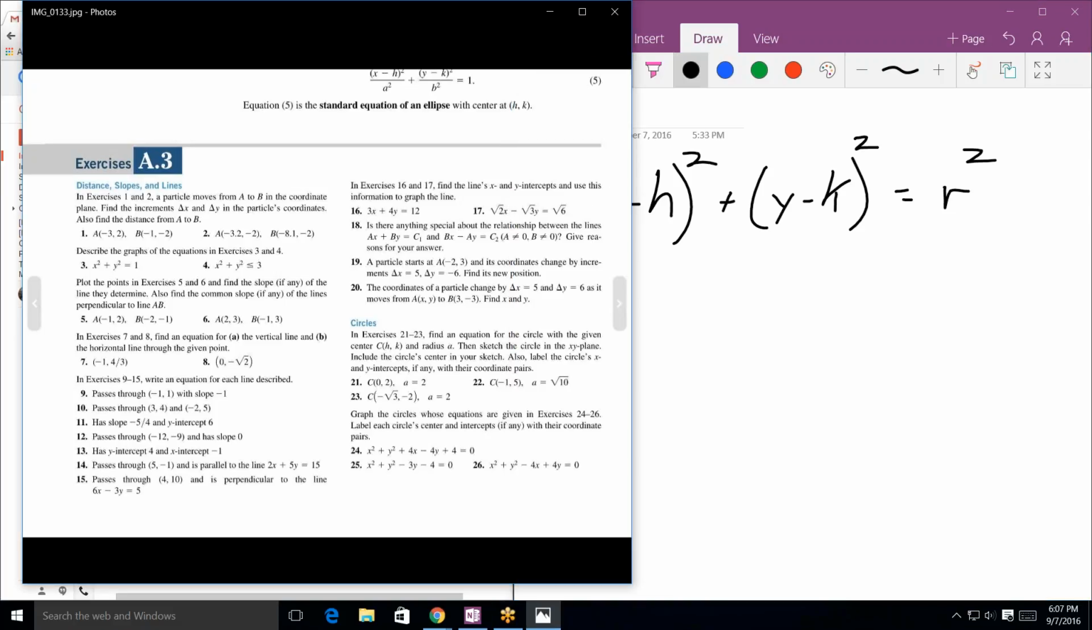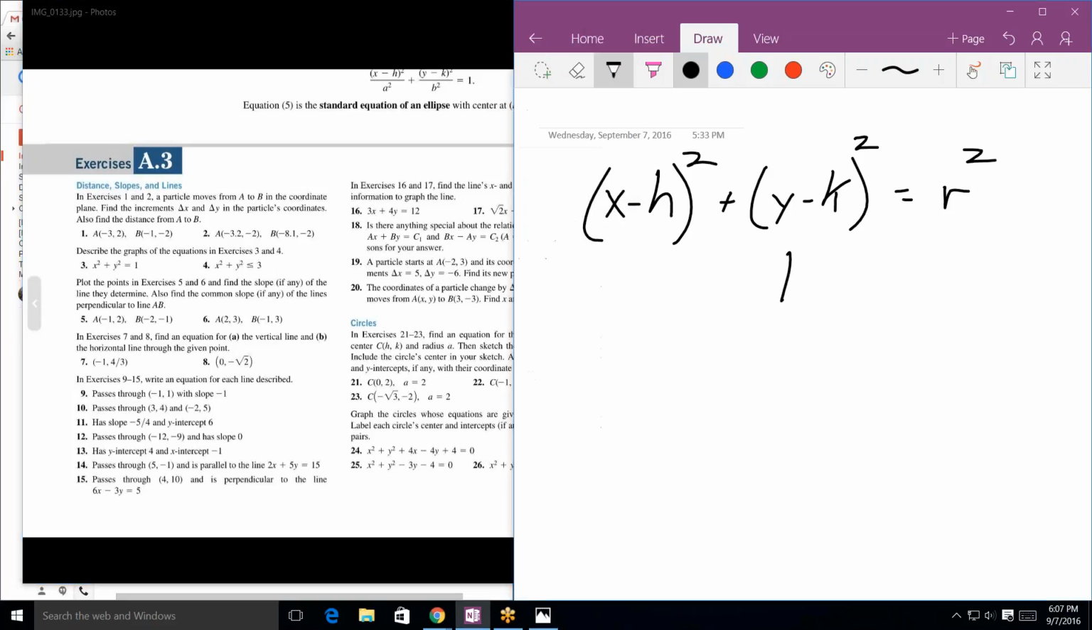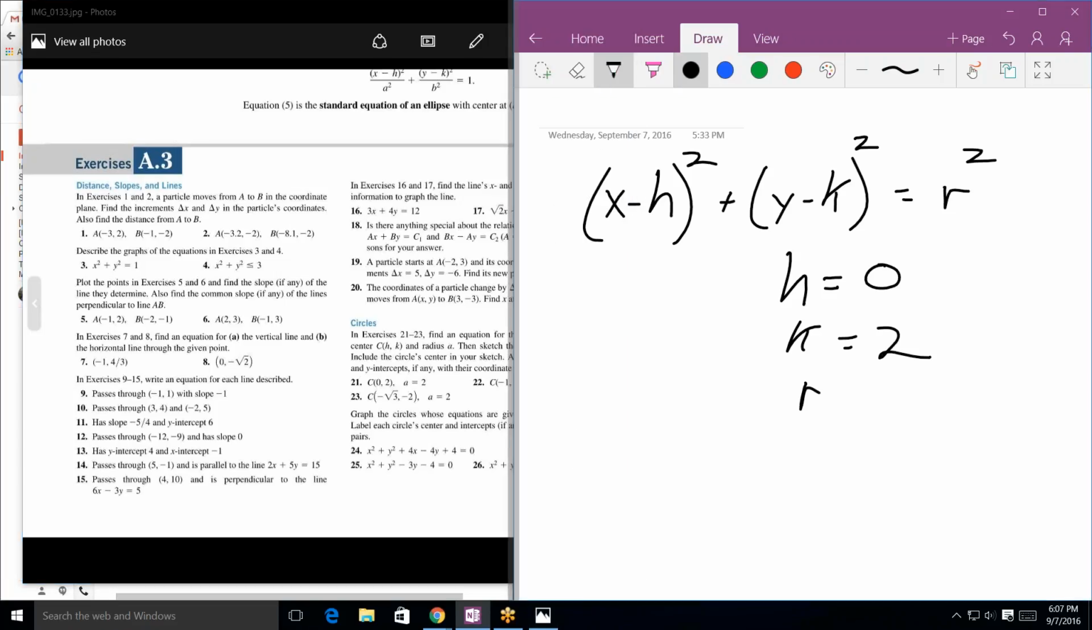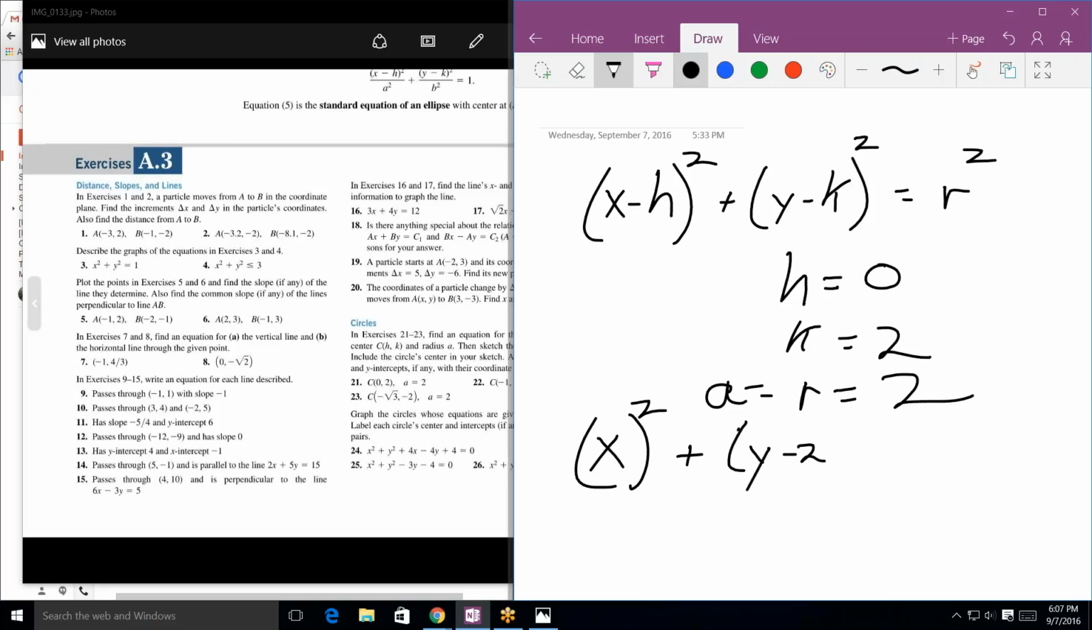Now, let's see what they say here. Okay, so their center is at H and K, and in problem 21, they're telling us that it's 0, 2. So H equals 0, K equals 2, and the radius, they're calling it A, I'm going to call it radius, equals 2. So, what's the equation of that circle for 21? It would be (x minus 0) squared, which is just x squared. True, because the 0 doesn't have to be there. Plus (y minus 2) squared equals 4.